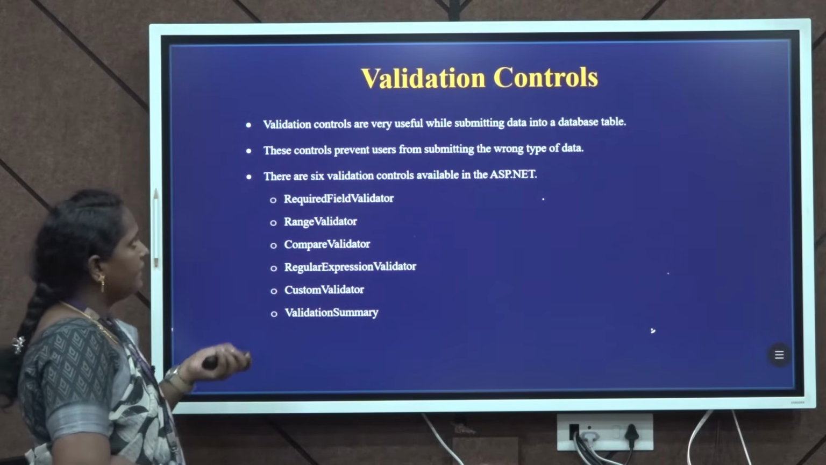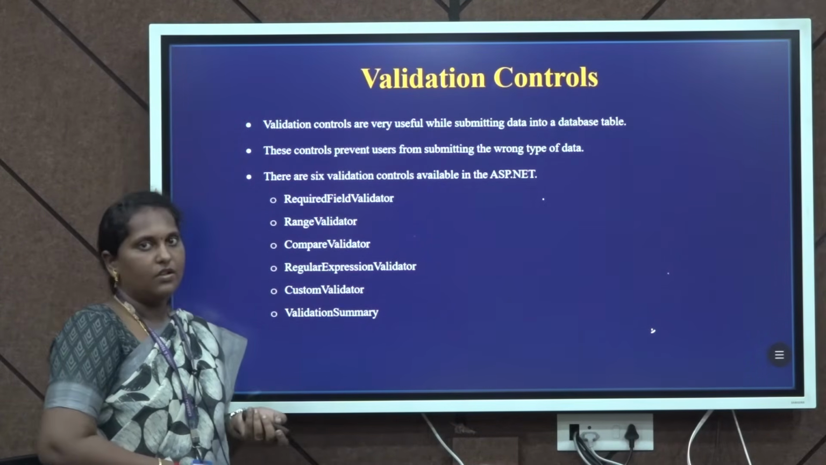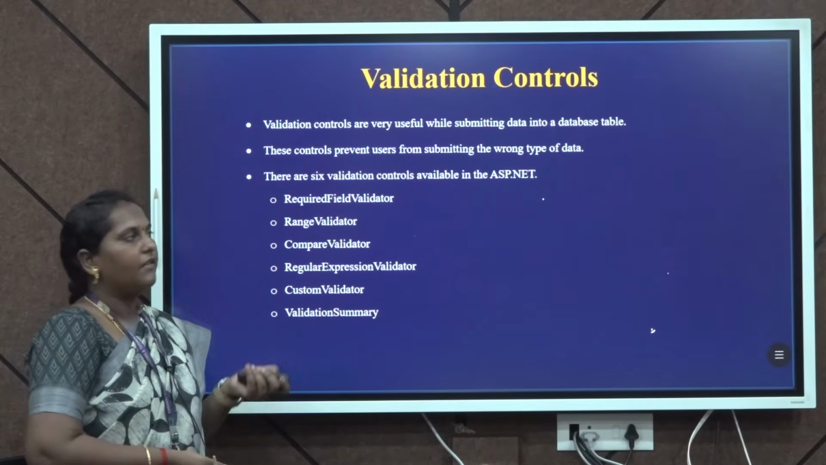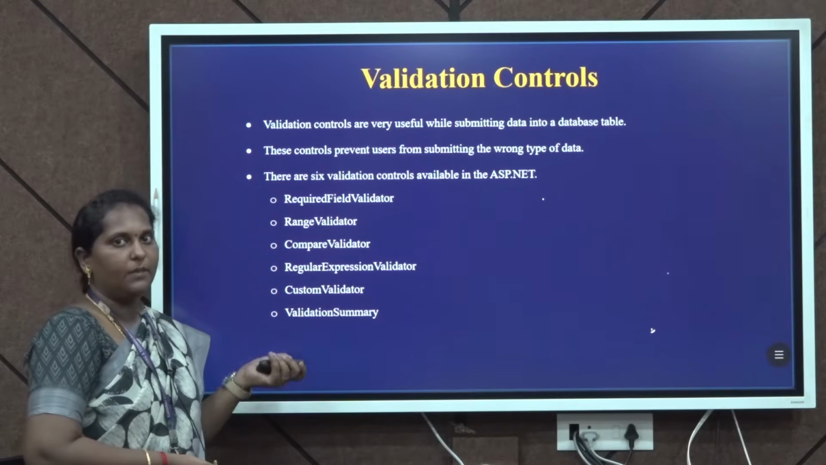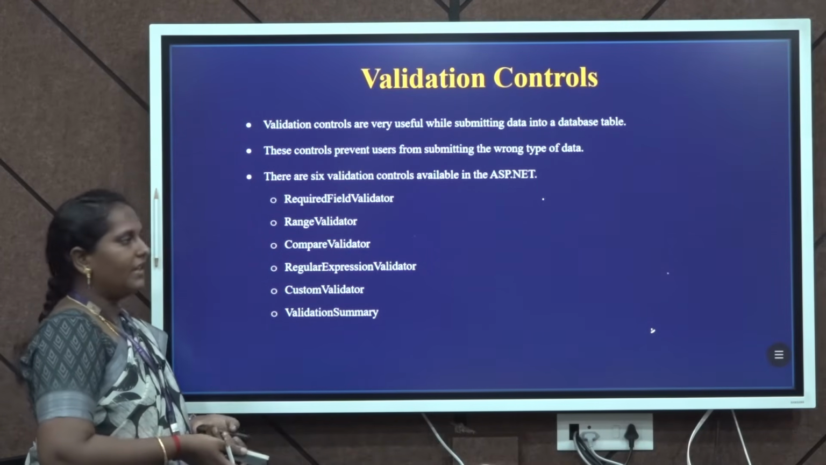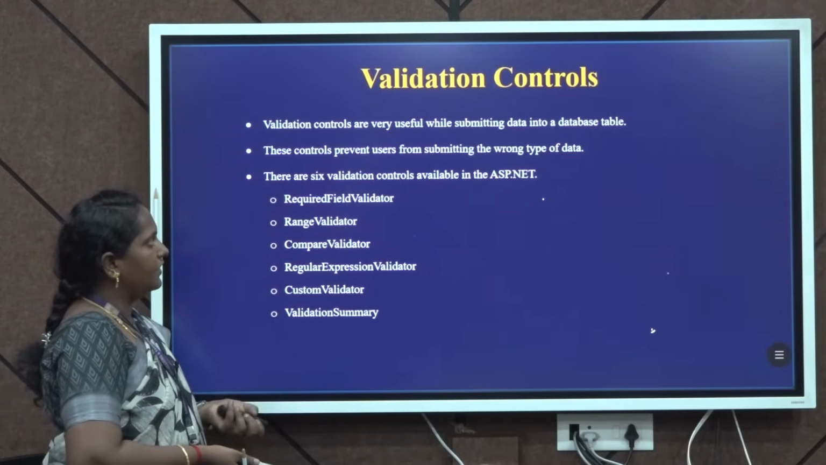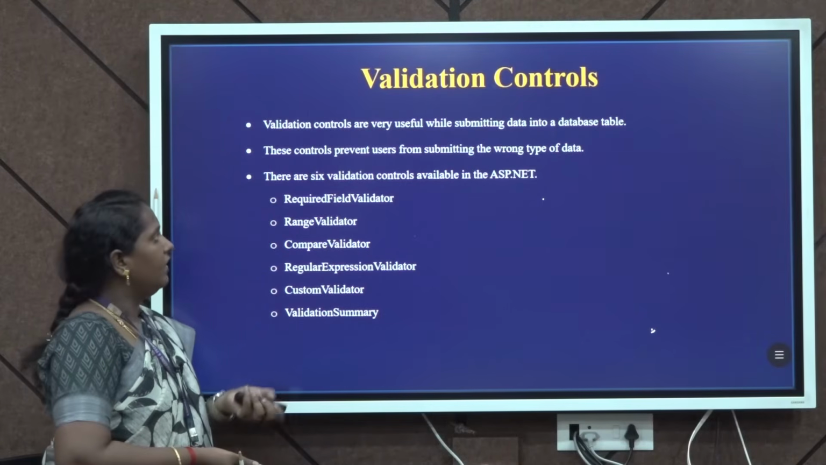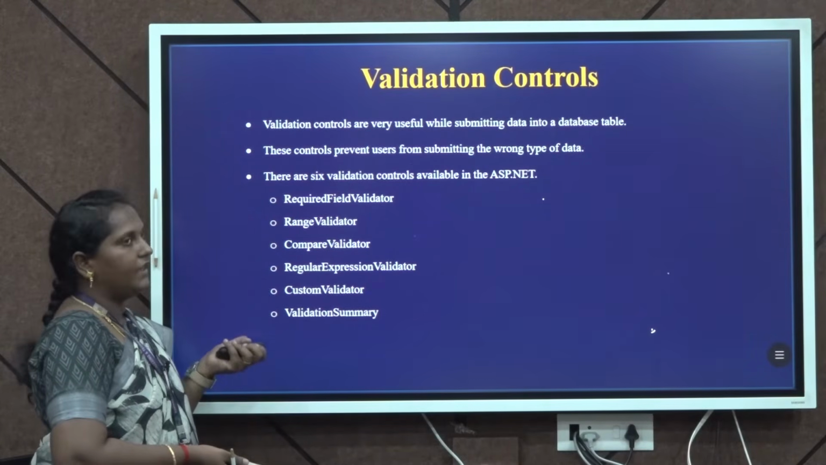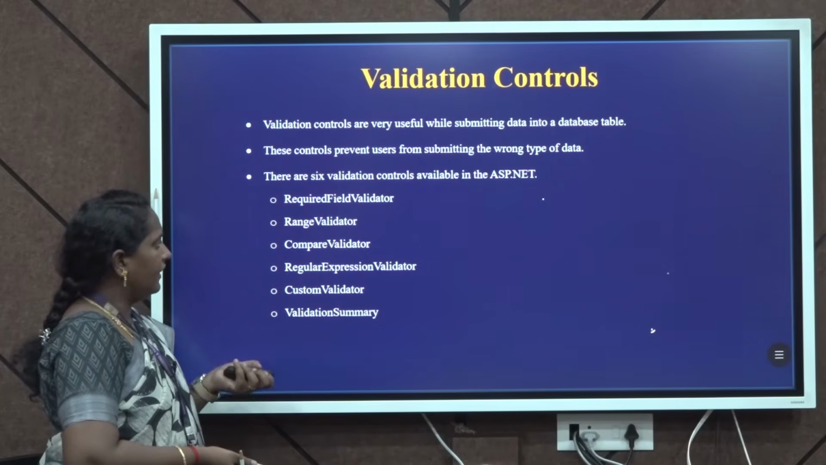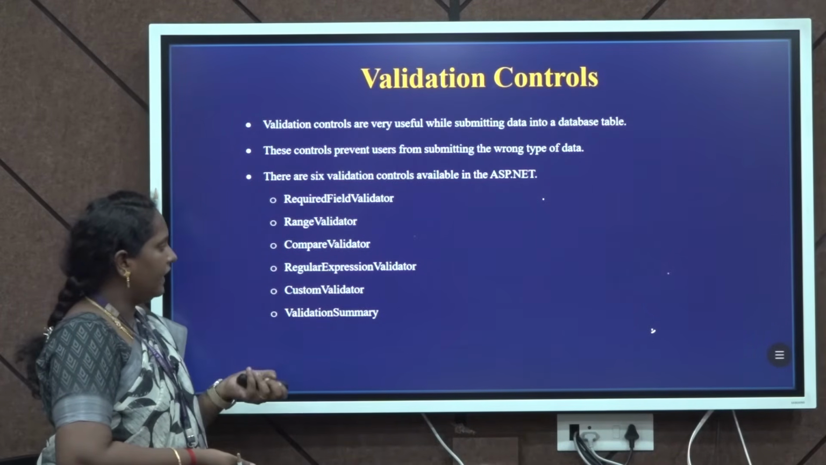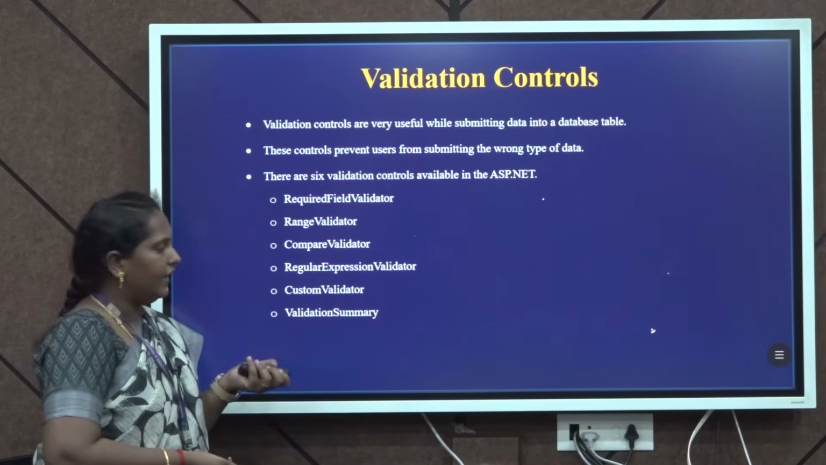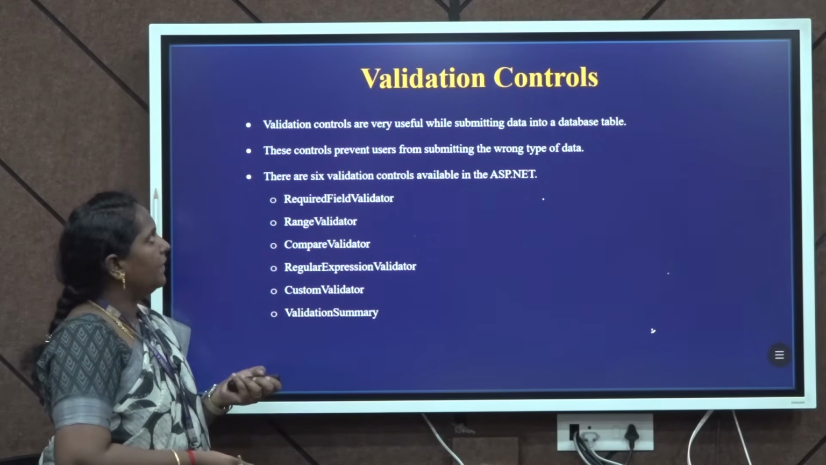And the next one is validation control. When we are going to create a web page, we should include some validation controls in it. ASP.NET contains 6 validation controls. The first one is required field validator, then range validator, compare validator, regular expression validator, custom validator and validation summary.